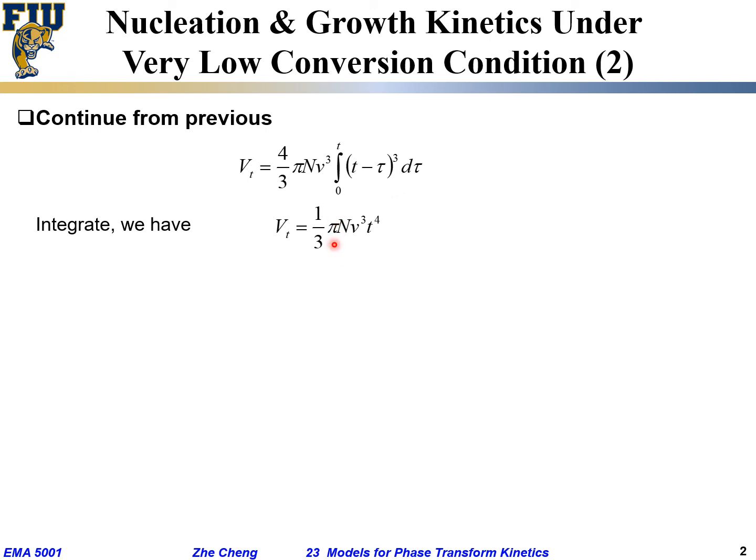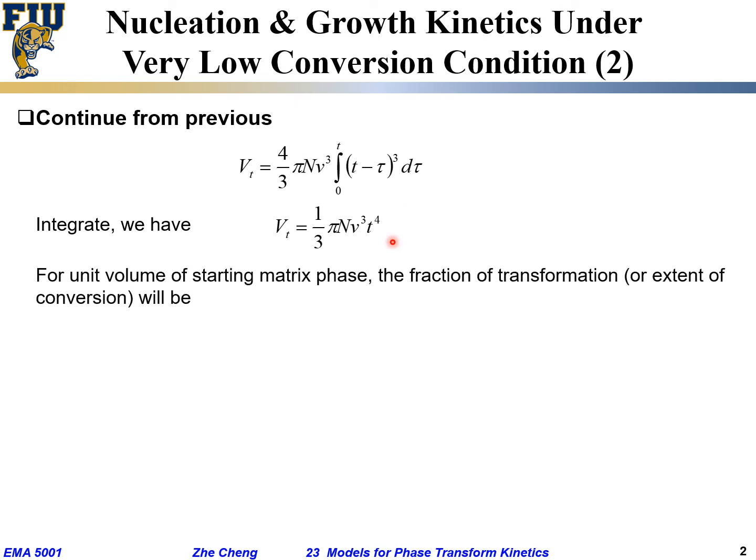1 over 3 pi, of course, constant. N is constant. V to the power of 3 is constant. But this integration term becomes t to the power of 4 from 0 to t if we do this integration. Okay? So this equation tells us the total volume of the precipitate. And then if our starting matrix phase has unit volume, then the fraction of transformation, or so-called extent of conversion, will be, I wrote it here, F.